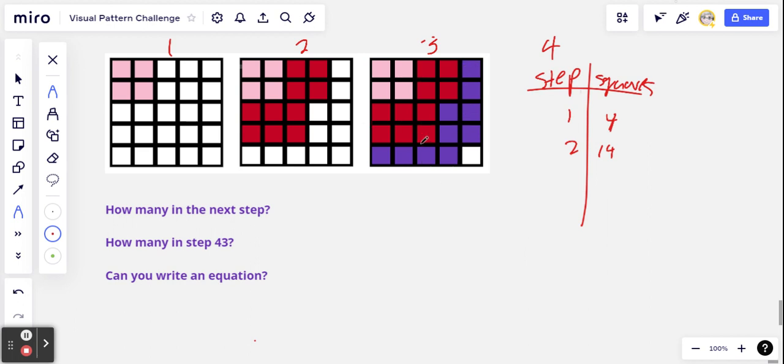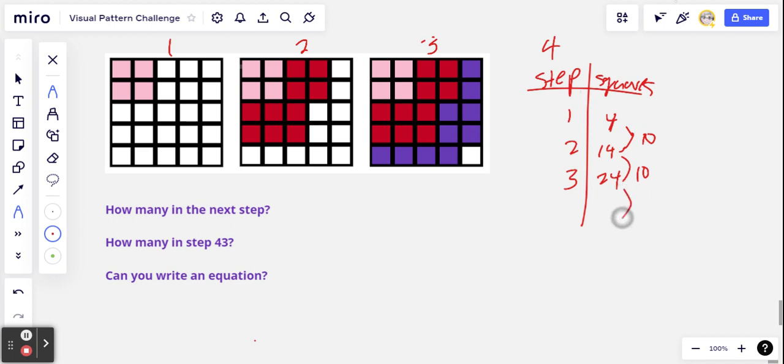It looks like we're just adding the blue ones. The rest of it is the same. So 1, 2, 3, 4, 5, 6, 7, 8, 9, 10. So 10 plus 14 would be 24. So we're already up to 24. But look what's happening here. If we take the difference between each step, 14 minus 4 is 10, and 24 minus 14 is 10. We're just adding 10 every time.